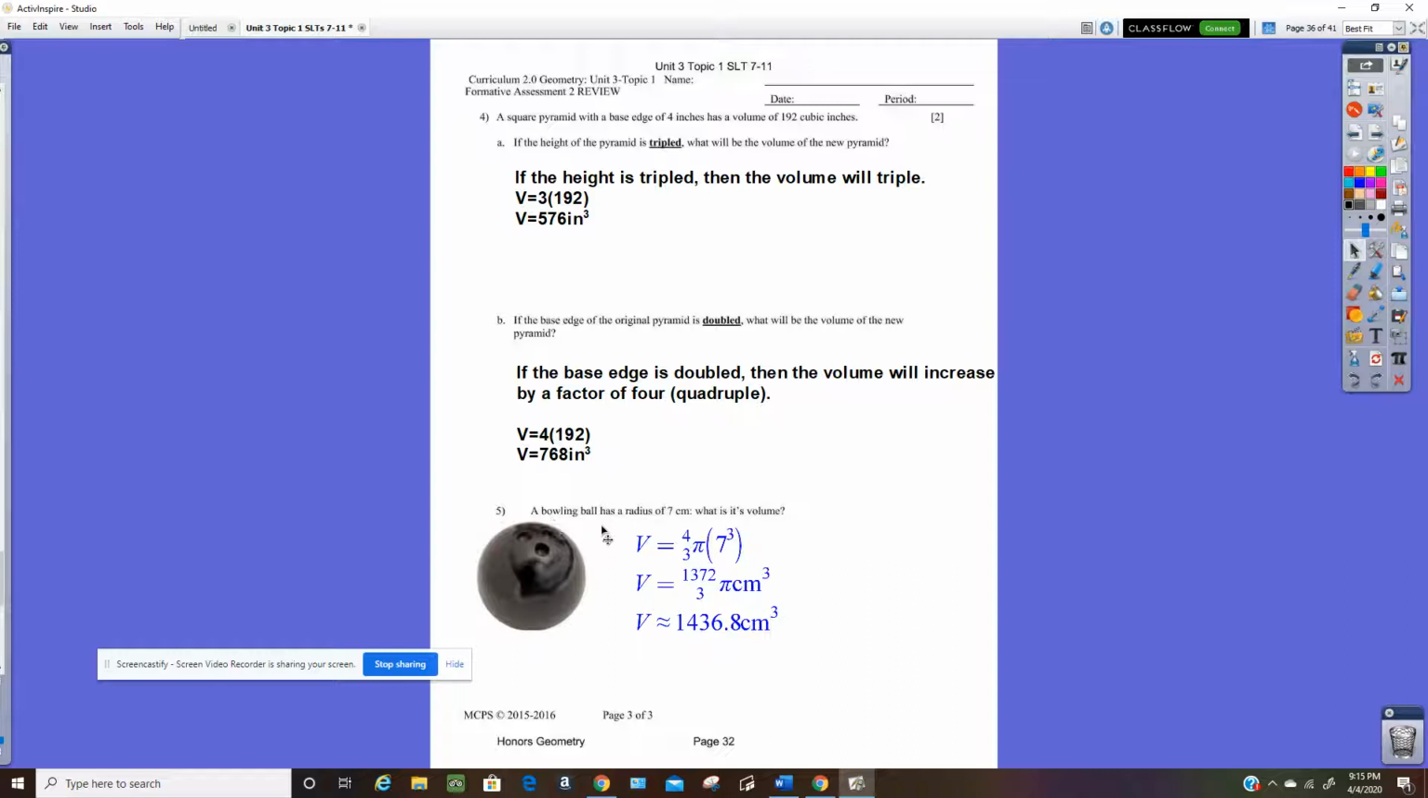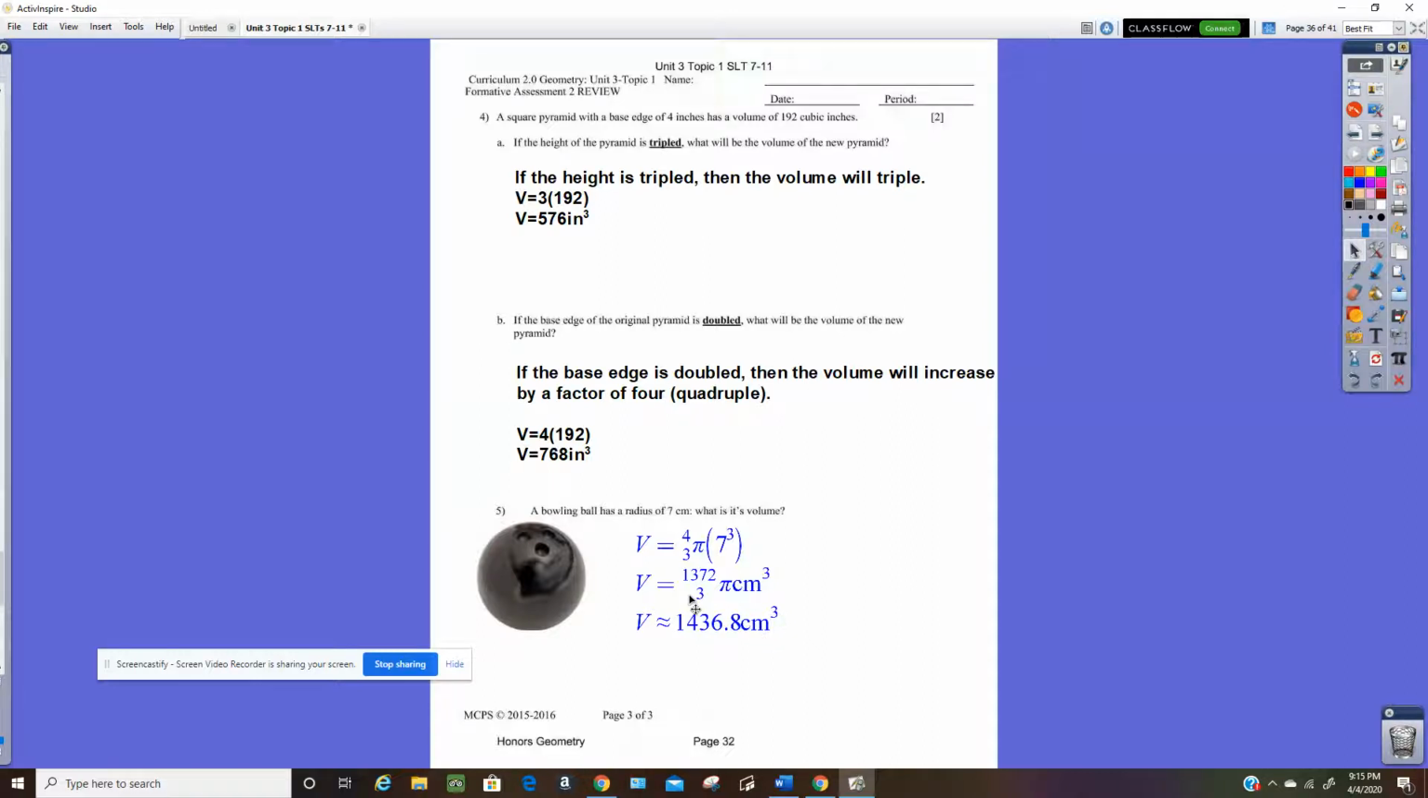A bowling ball has a radius of 7. What's its volume? So the volume formula for a sphere is 4/3 pi r cubed. And you get 1,372 over 3 pi cubic centimeters. And if I multiply this all out on the calculator, it's 1,436.8 cubic centimeters.